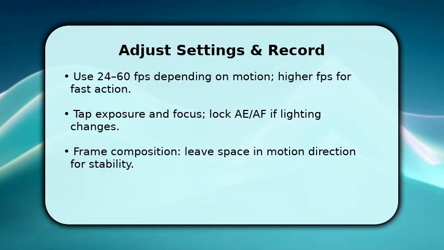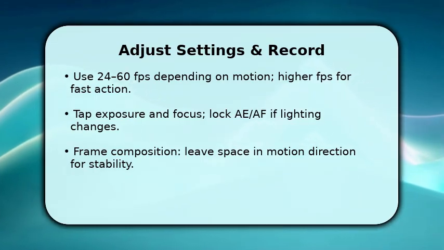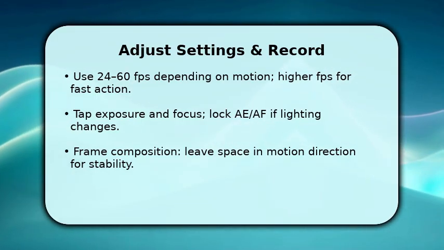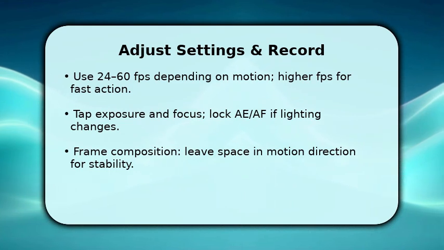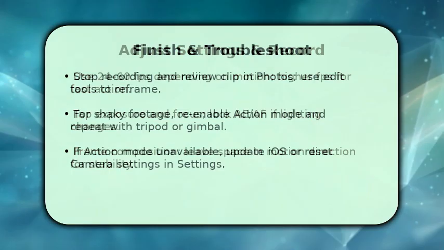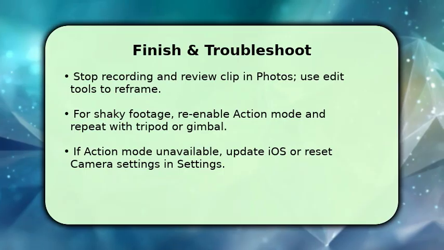Press the red record button. Action mode automatically increases stabilization and crops slightly. While recording, move smoothly with the subject to reduce sudden jerks. When you finish, stop recording and immediately review the clip in Photos to confirm stabilization worked.